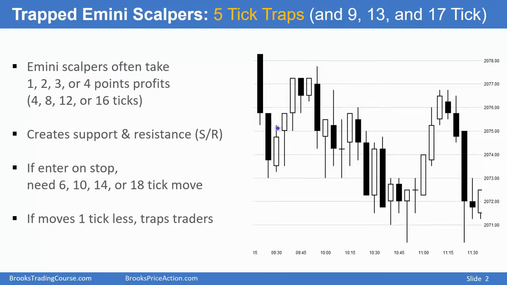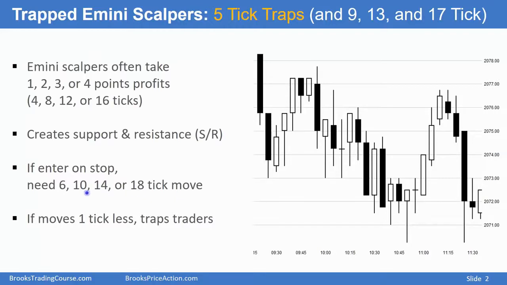This is 6 ticks above that, so bull scalpers were able to make a profit, a 1-point profit. If a bull's trying to make a 2-point profit, the market usually has to go 10 ticks. If he wants a 3-point profit, usually has to go 14 ticks. If he's expecting a 4-point profit, the market has to go 18 ticks. And that means 18 ticks above a reasonable buy signal bar, there is resistance. Bulls will be selling there to take profits.